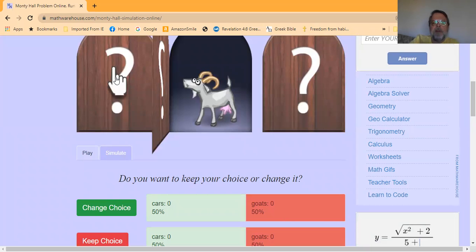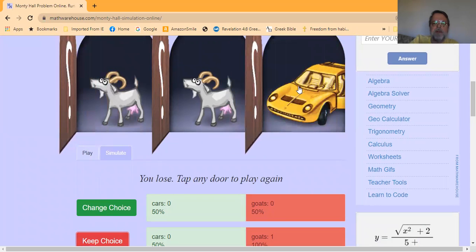Following our intuition, you would think before any doors were open, there would be a 1/3 chance of having the correct door. Now that the middle door has been opened with a goat behind it, we see that there are two possibilities for the car, and there's no reason to think there's any difference between these two doors. I have a 50-50 chance of having the correct door. So I'm going to go ahead and keep my choice. Oh no, the car was behind the third door and I lost.